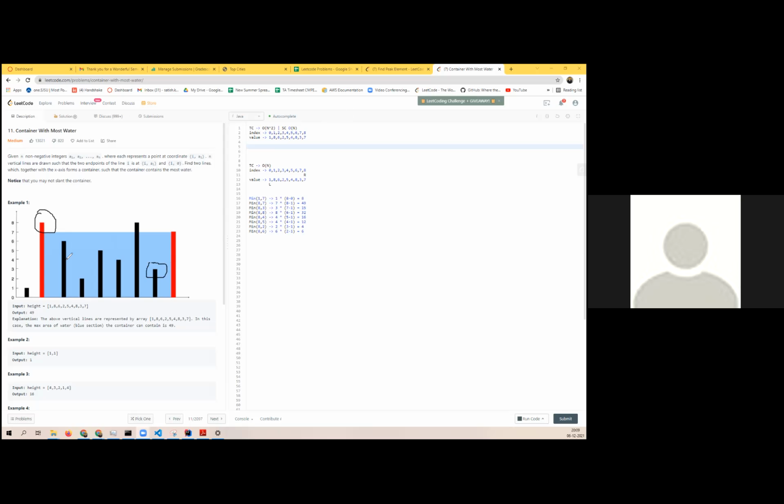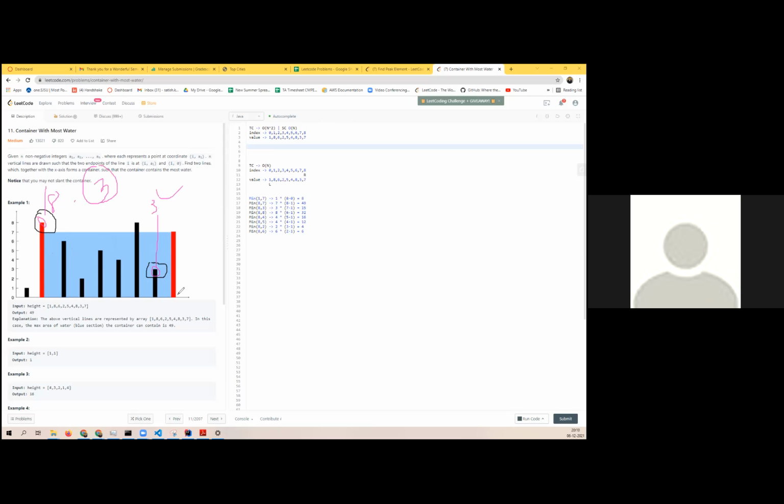So at any point of time, if I wanted to find out how much water I can store between this height and this height, it will be the minimum of this one and this one. So the height of this is 8 and the height of this is 3. So the maximum height is minimum of 8 and 3. So our height will be 3, because minimum of 8 and 3 is 3.